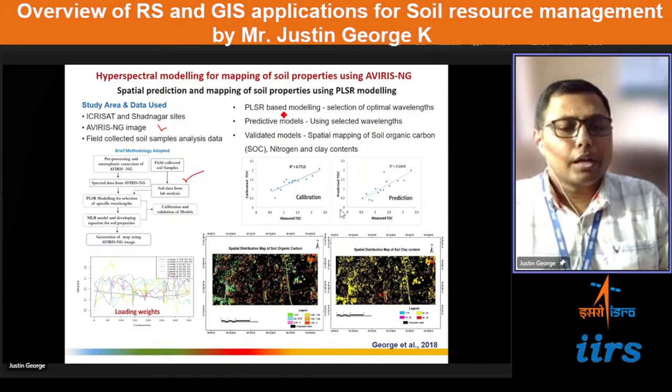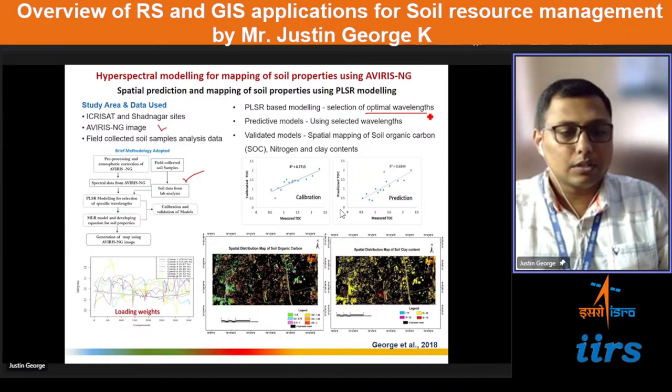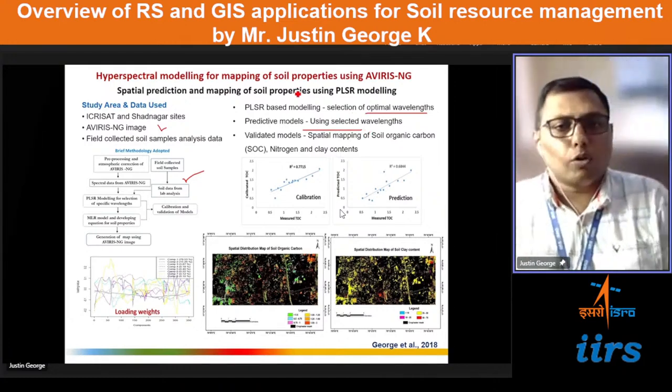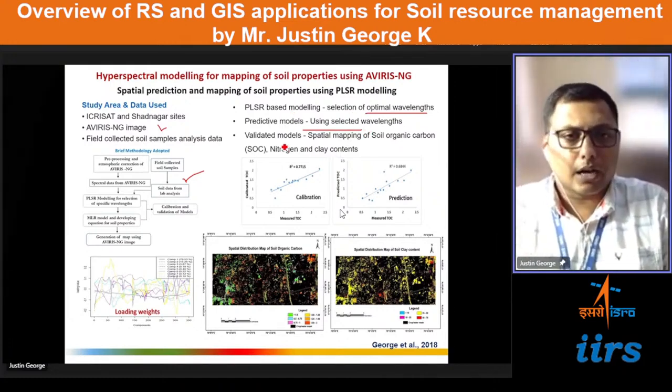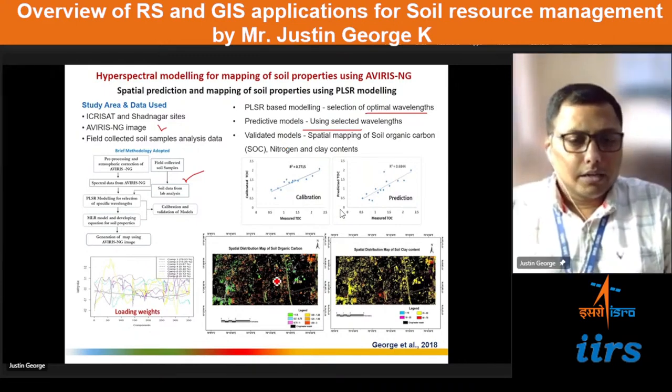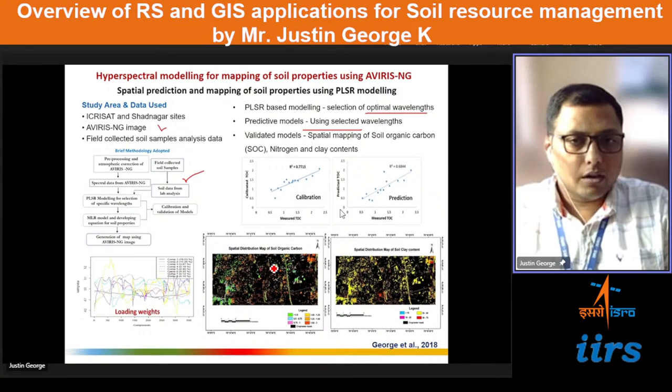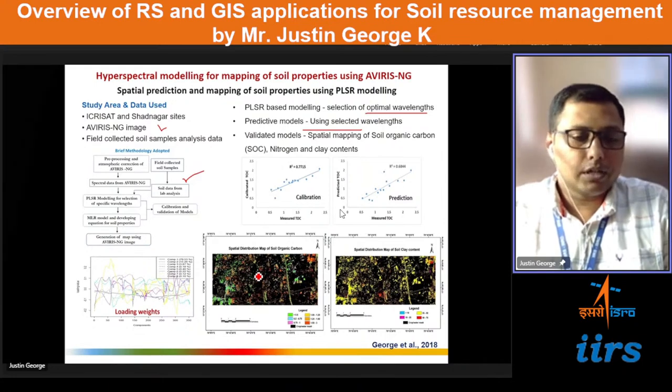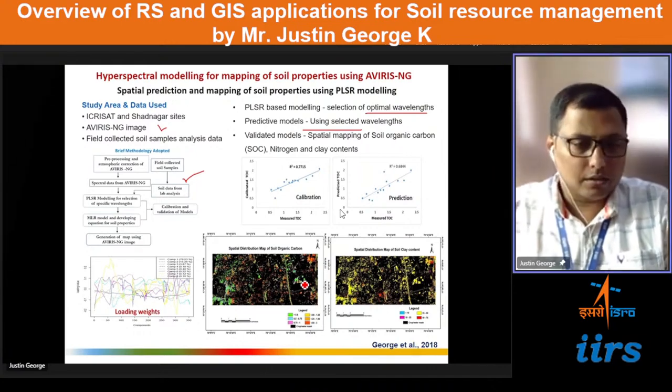The PLSR based modeling helps in the selection of optimal wavelengths among the around 200 to 400 wavelengths from which we obtain the values. We can choose the optimal wavelengths which are sensitive to various soil properties, and these selected wavelengths will be used for the predictive models. These validated models are widely used for mapping soil organic carbon, nitrogen, as well as clay content. Here only the colored pixels are shown, because we could apply this model only onto the bare soil surface. Wherever the pixels had a good amount of vegetation, we masked those areas, and the model was applied only onto the masked soil pixels.